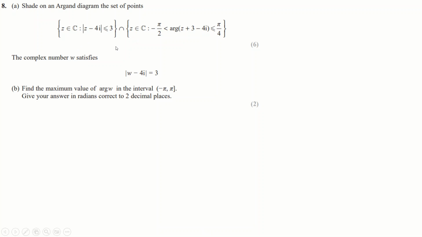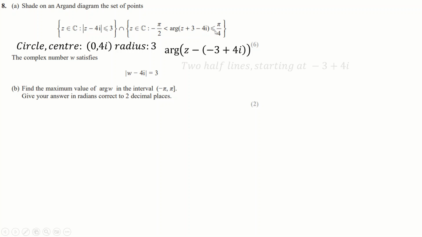So yeah, we get to a proper maths question again. Now, so this is a circle, center 4i, radius 3, so that's nice and easy. And this is 2 half lines. Now this is written wrong, right? We'll put a minus in there. So the lines originate at minus 3 plus 4i, and one goes off in the direction minus pi over 2, one in the direction pi over 4.